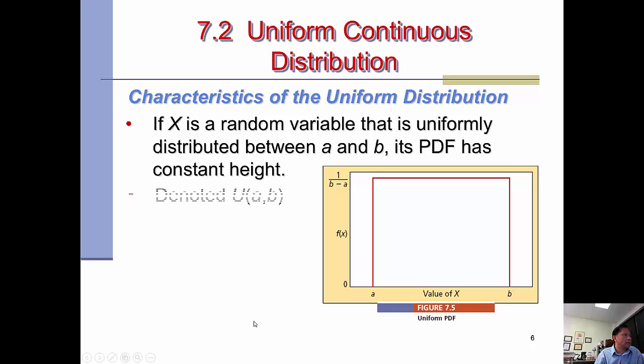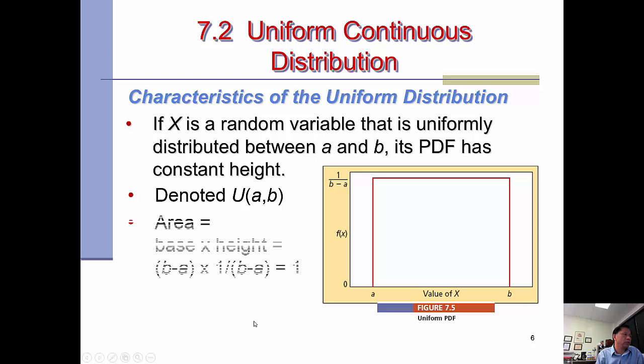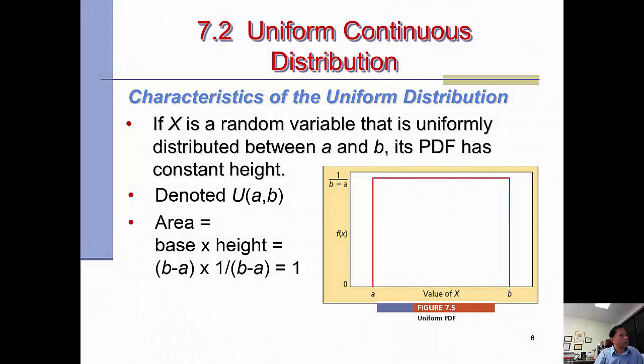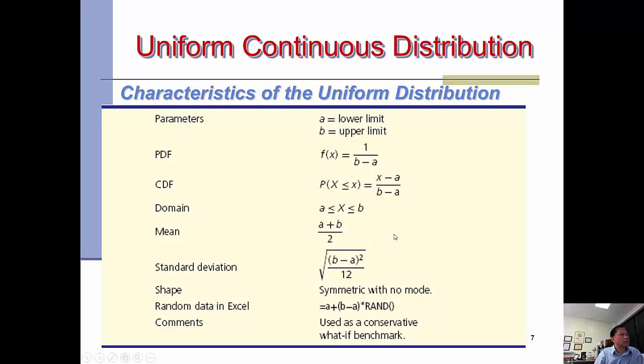So this is a characteristic of a uniform distribution. This summarizes the characteristics of the uniform distribution. A is the lower limit, B is the upper limit. The PDF is 1 over B minus A. The CDF is (x minus A) over (B minus A). The domain is between A and B. This is the mean, and this is the standard deviation, very similar to the discrete distribution.